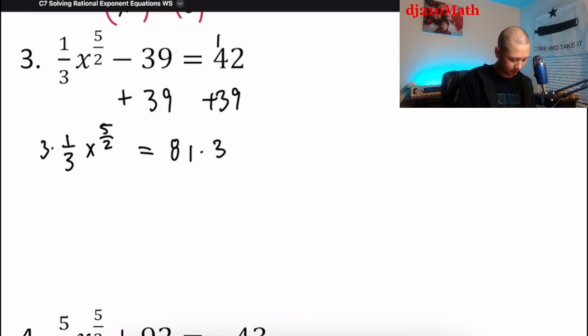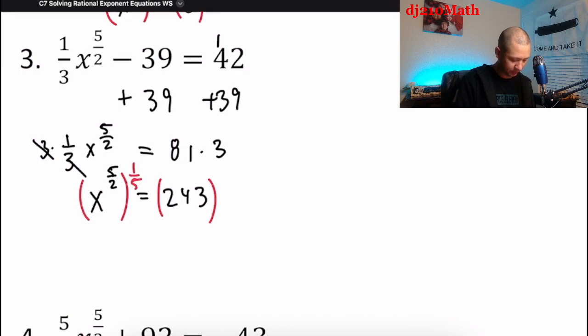We're going to get, cancels on the left. So x to the 5 halves is equal to 81 times 3. So 243. I'm going to do the 1/5 power. Again, doing the top number first, the numerator. The left-hand side, x to the 1/2, is equal to whatever the 5th root of 243 is.